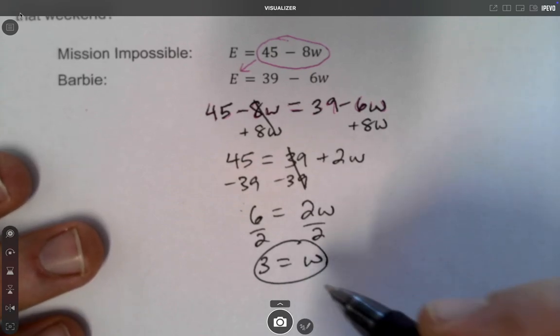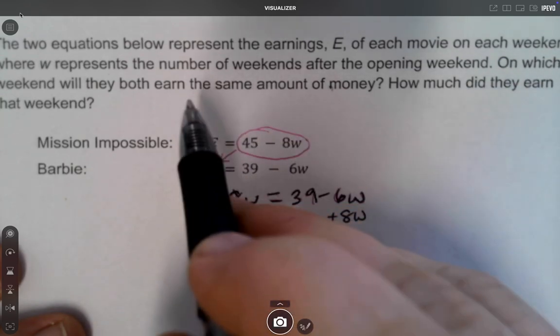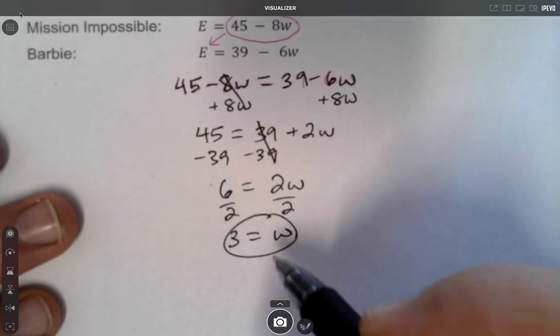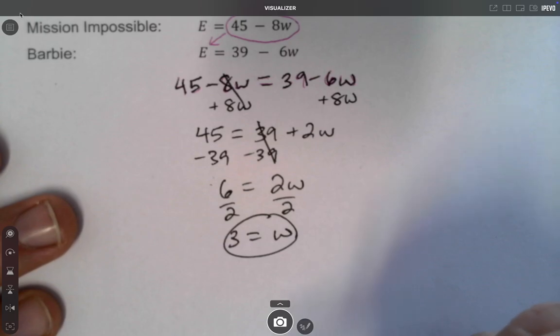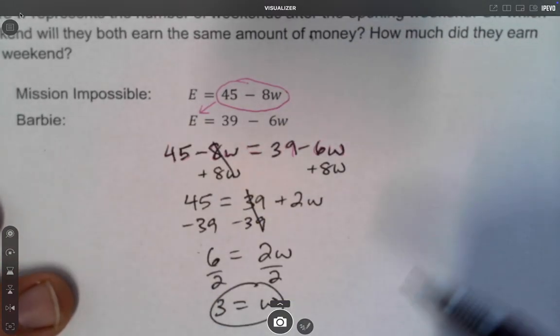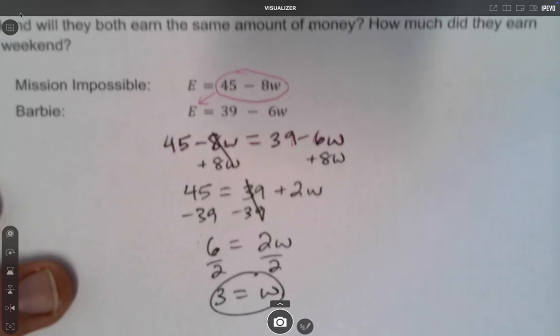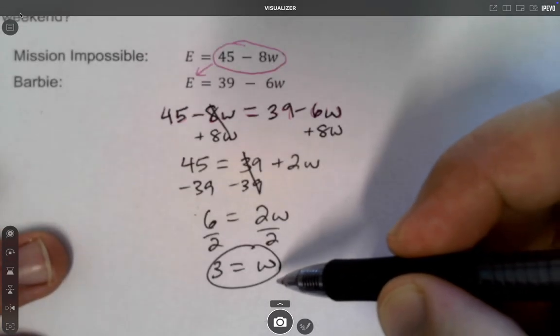Now, we have found out part of the answer. We found out the first thing, which is on which weekend will they both earn the same amount of money. That's on the third weekend after opening weekend. But now it says, how much did they earn that weekend? So just like our answers with graphing ordered pairs, our final answer with these also needs to be ordered pairs. So we've only found half the answers so far.